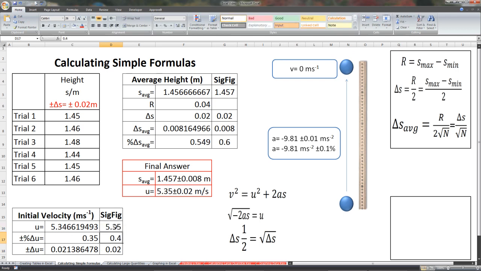And so this is going to be 5.35 meters per second. And so here my final answers consist of my average height of being 1.457 plus or minus 0.008 meters. And my initial velocity has a value of 5.35 plus or minus 0.02 meters per second. Okay, so those are my uncertainties, and this is how we enter in those calculations.